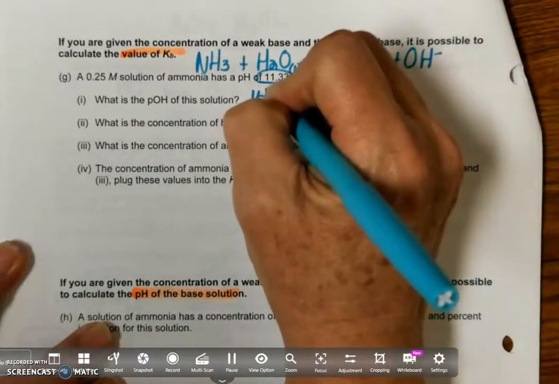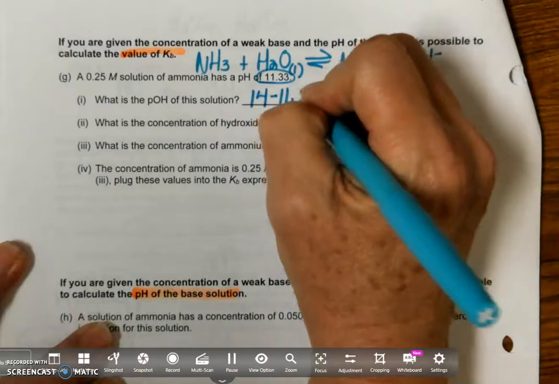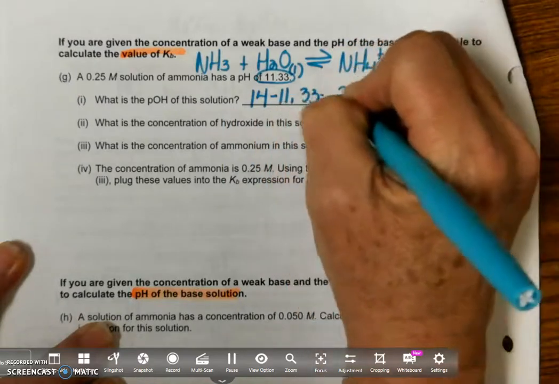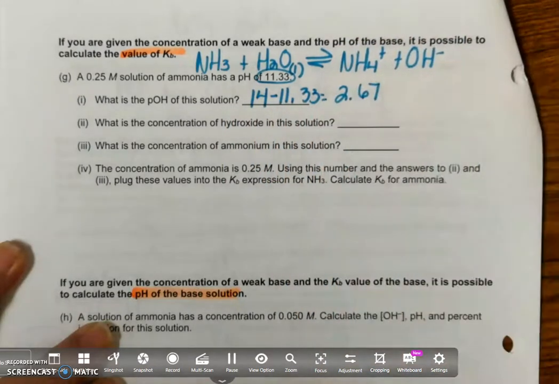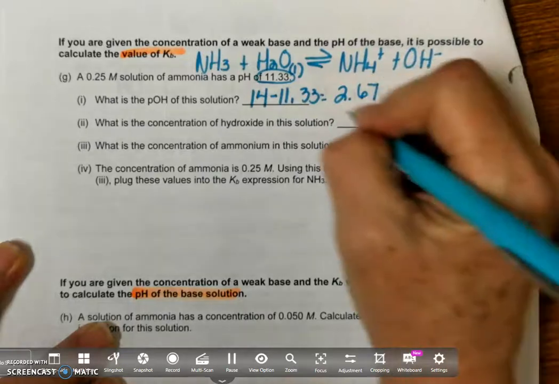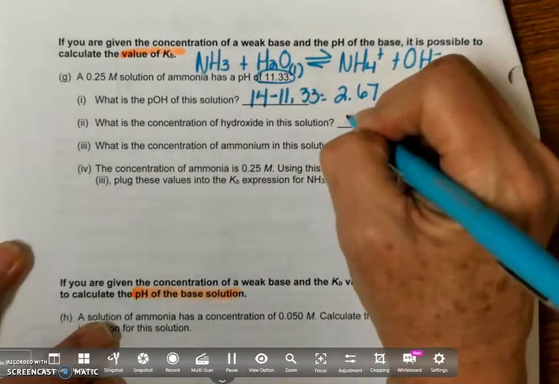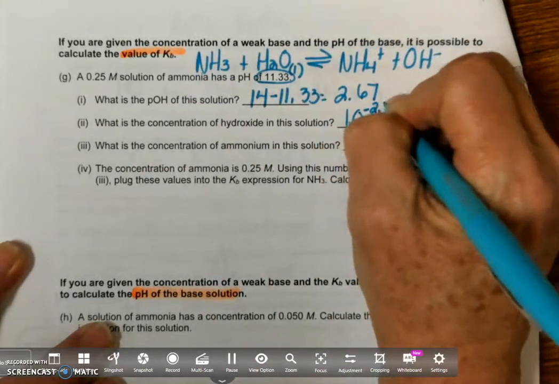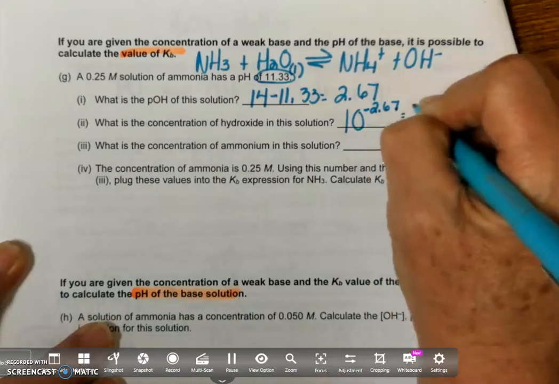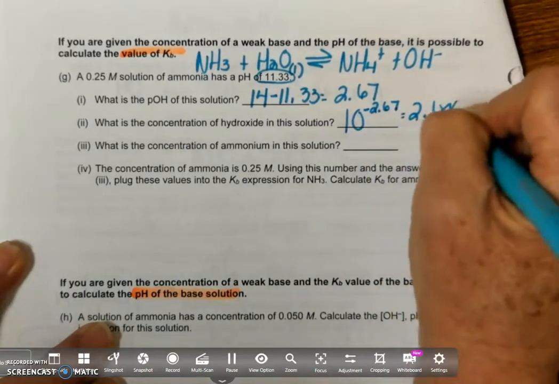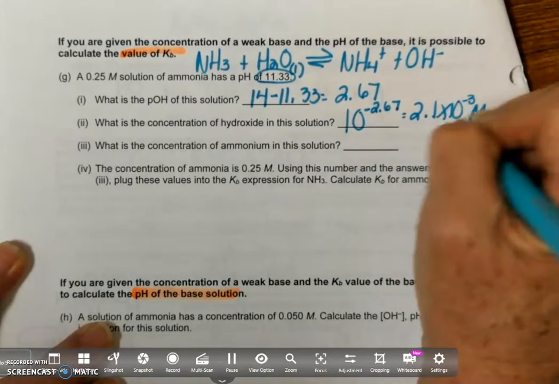So this has a pH of 11.33. What is the pOH? So I've got 14 minus 11.33 is 2.67. What is the concentration of the hydroxide then? I could just take 10 to the minus 2.67, and that's going to give me 2.1 times 10 to the minus 3 molar.